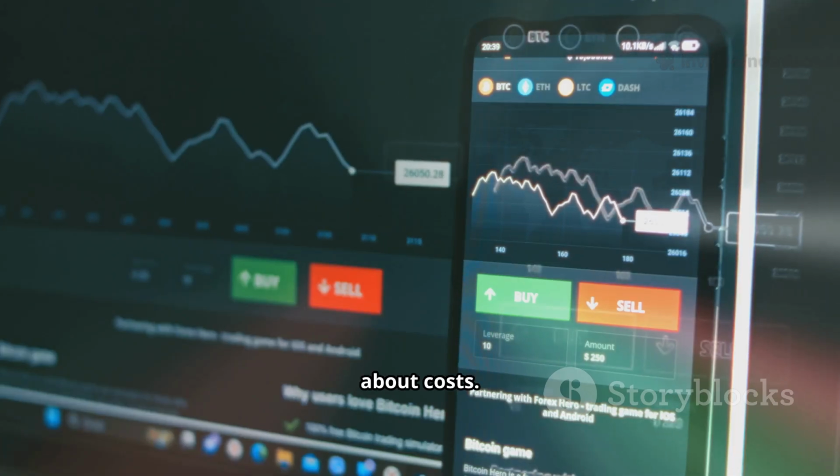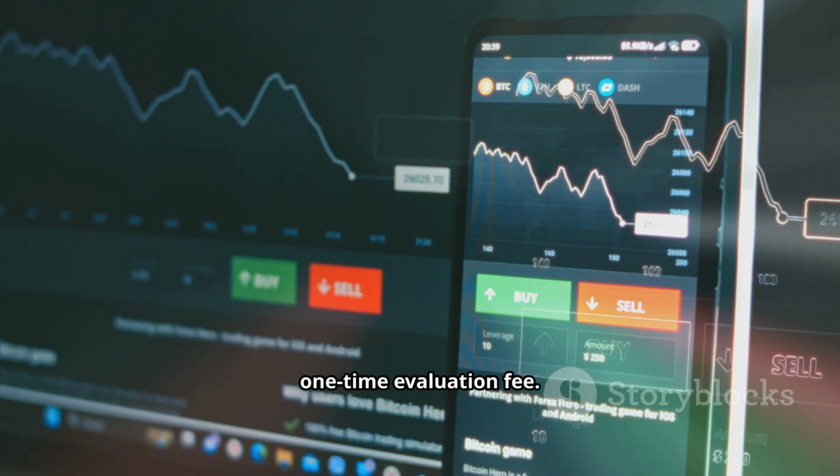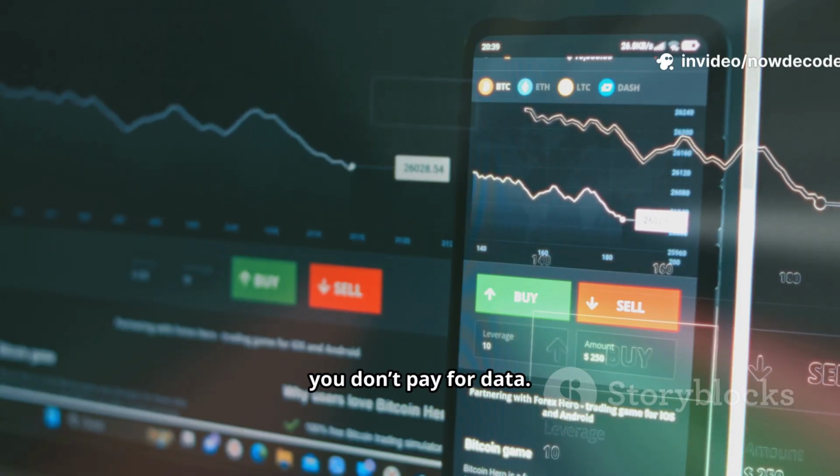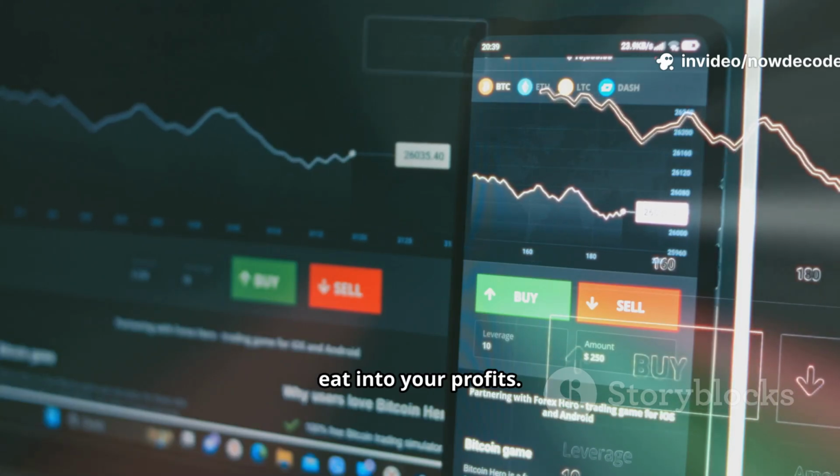Now let's talk about costs. CFD prop firms usually charge a one-time evaluation fee. After that, you don't pay for data. But spreads can widen, and slippage can eat into your profits.